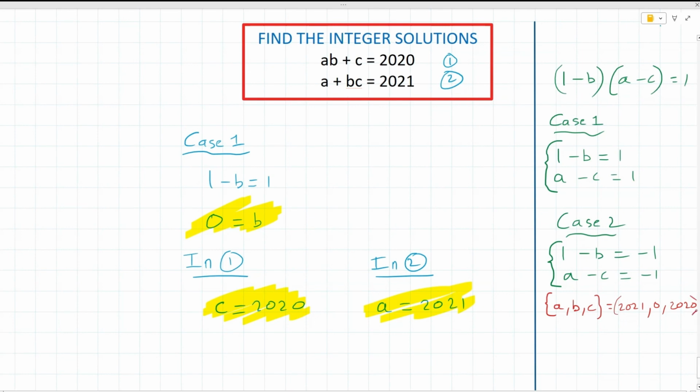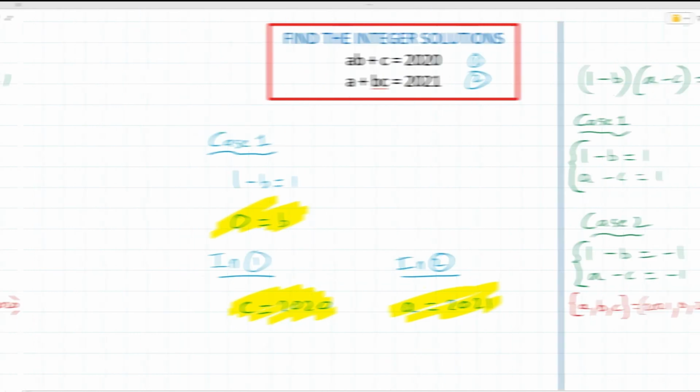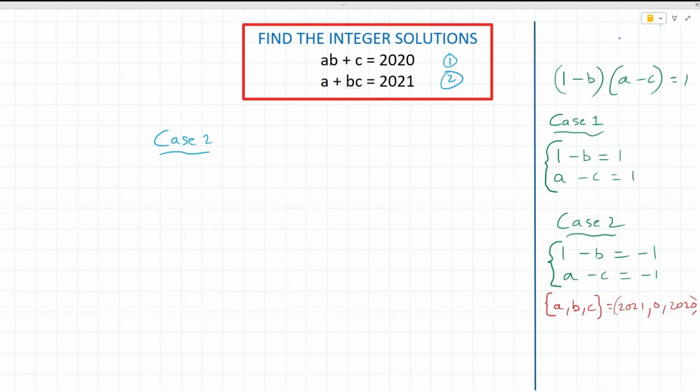That is the first solution set, a, b, c equals 2021, 0, and 2020. So let's explore the second case now, where we have a multiplication of two brackets, 1 minus b times a minus c, which is -1 and -1. So if 1 minus b was equal to -1, we can simply swap the negative b to the right and the 1 to the left, and we get 2 equals b.